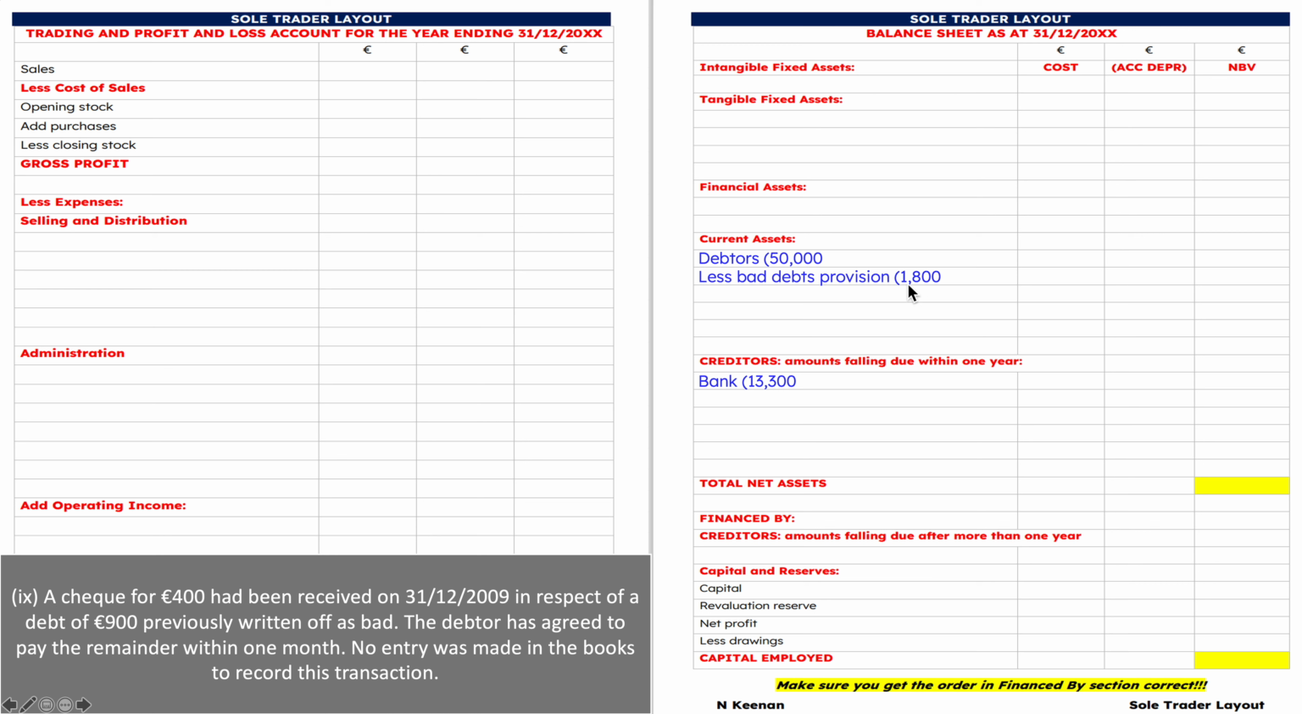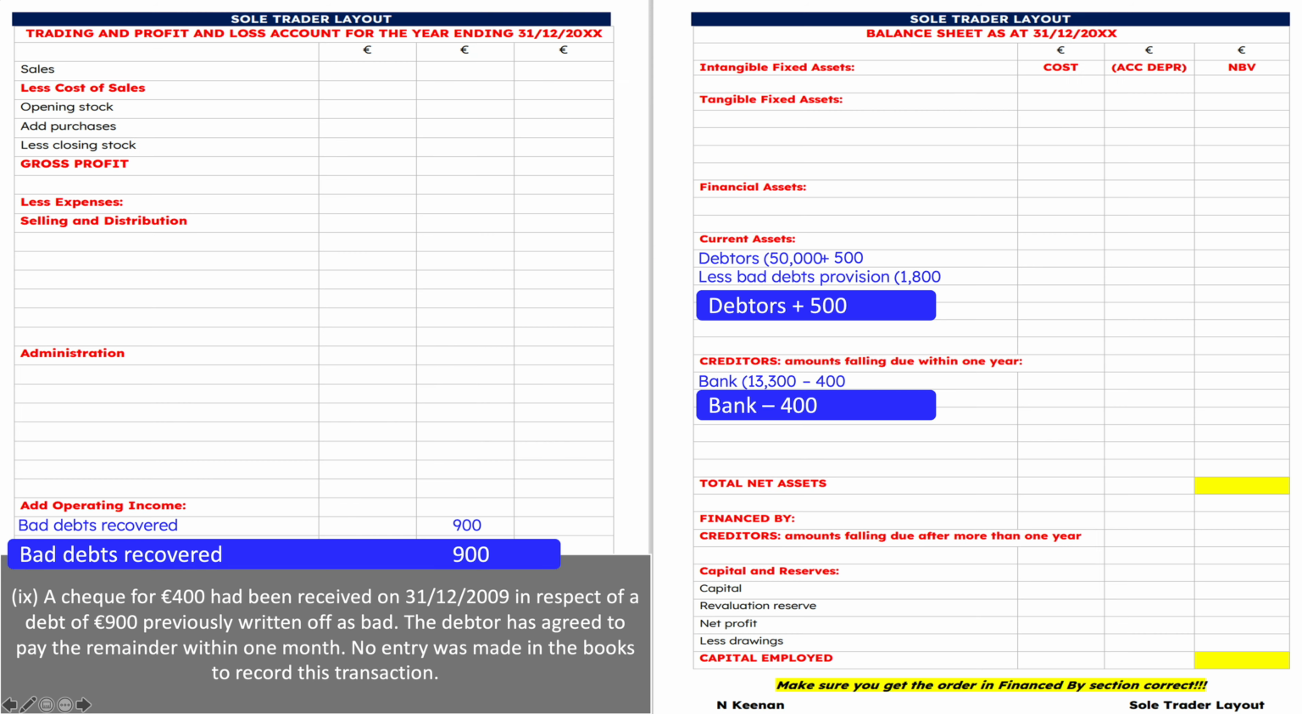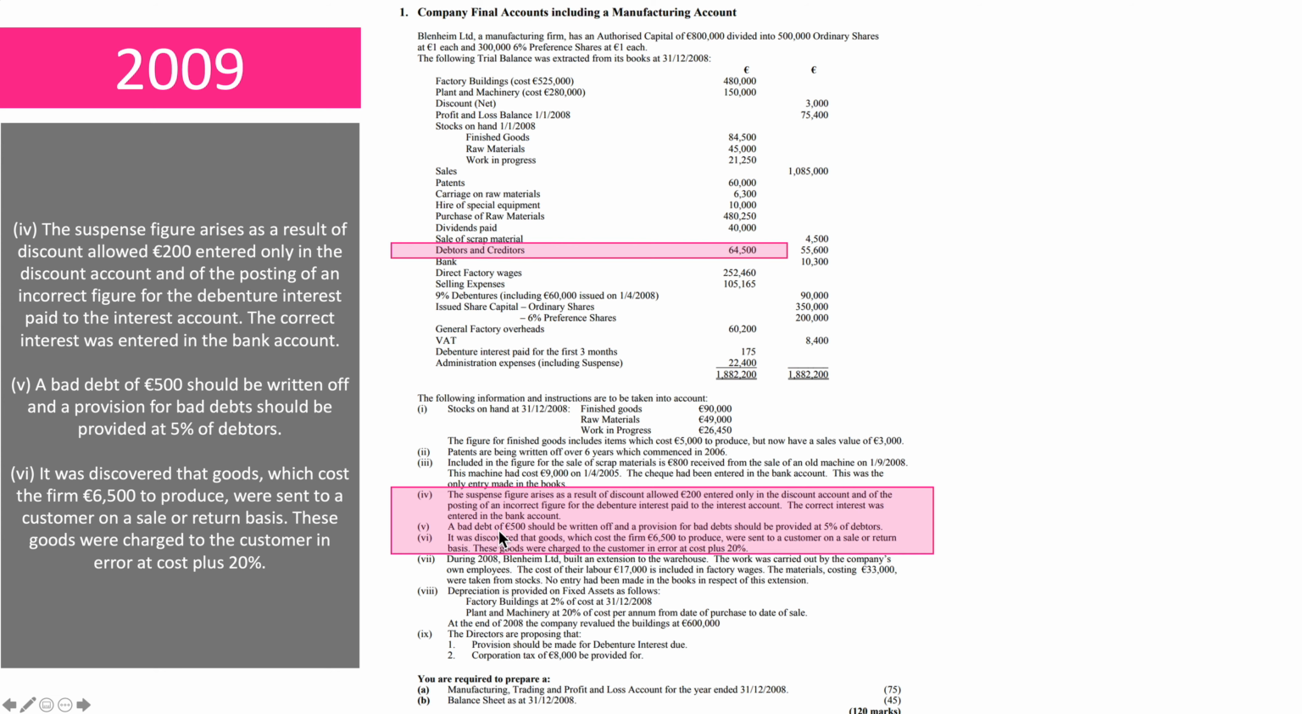Okay, so we've got the debtors and the bad debts provision here, 1,900. So a cheque for 400 had been received. So the bank overdraft here, we minus the 400. Okay, and then the debt was 900 previously written off as bad. The debtor has said they will pay us the remainder. So we add the 500 back to the debtor because they've promised they will pay us. So they're back in action with us again. We add the 500. So we had previously minused 900 away from these debtors figure. So now we're adding the 500 back. And the bad debts provision in operating income is the whole amount, which is €900 there.